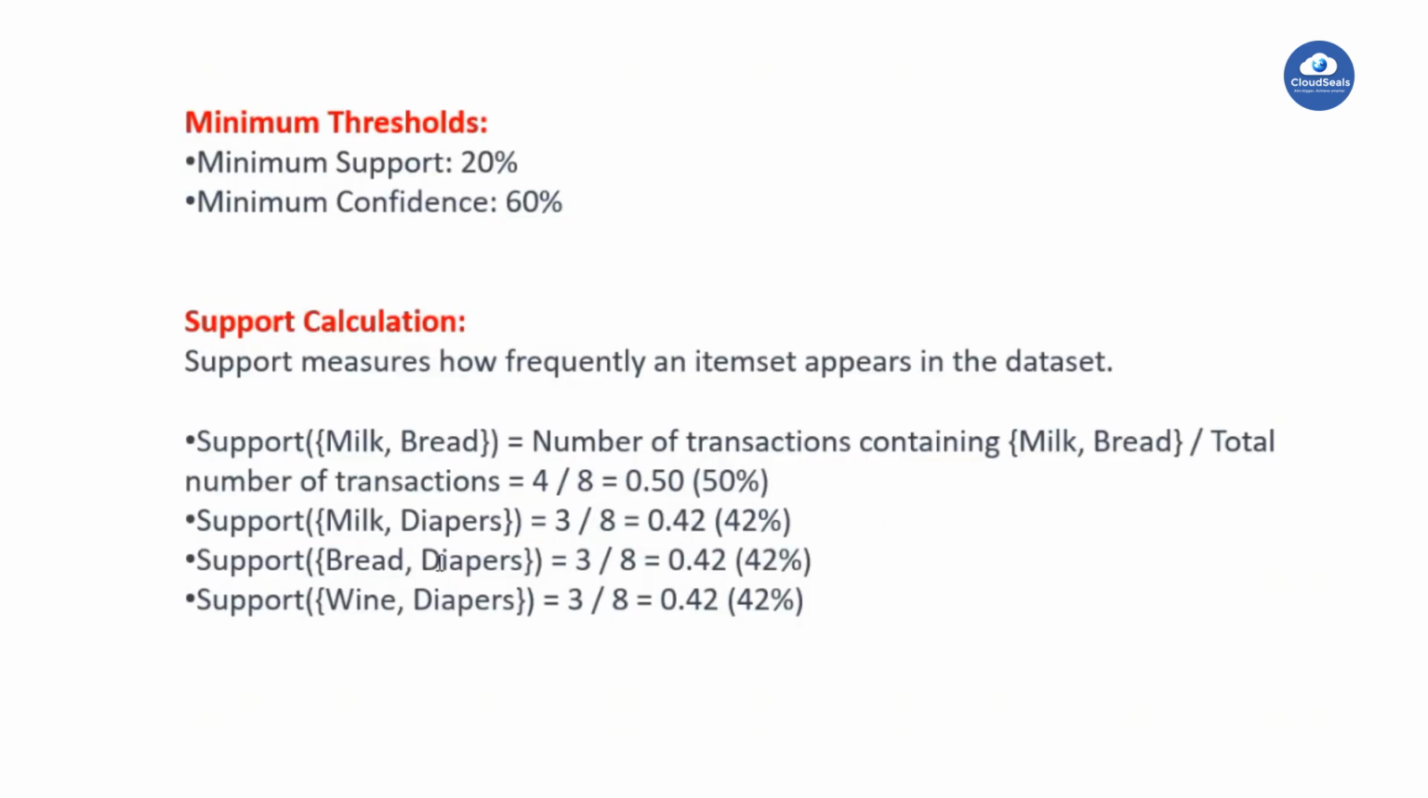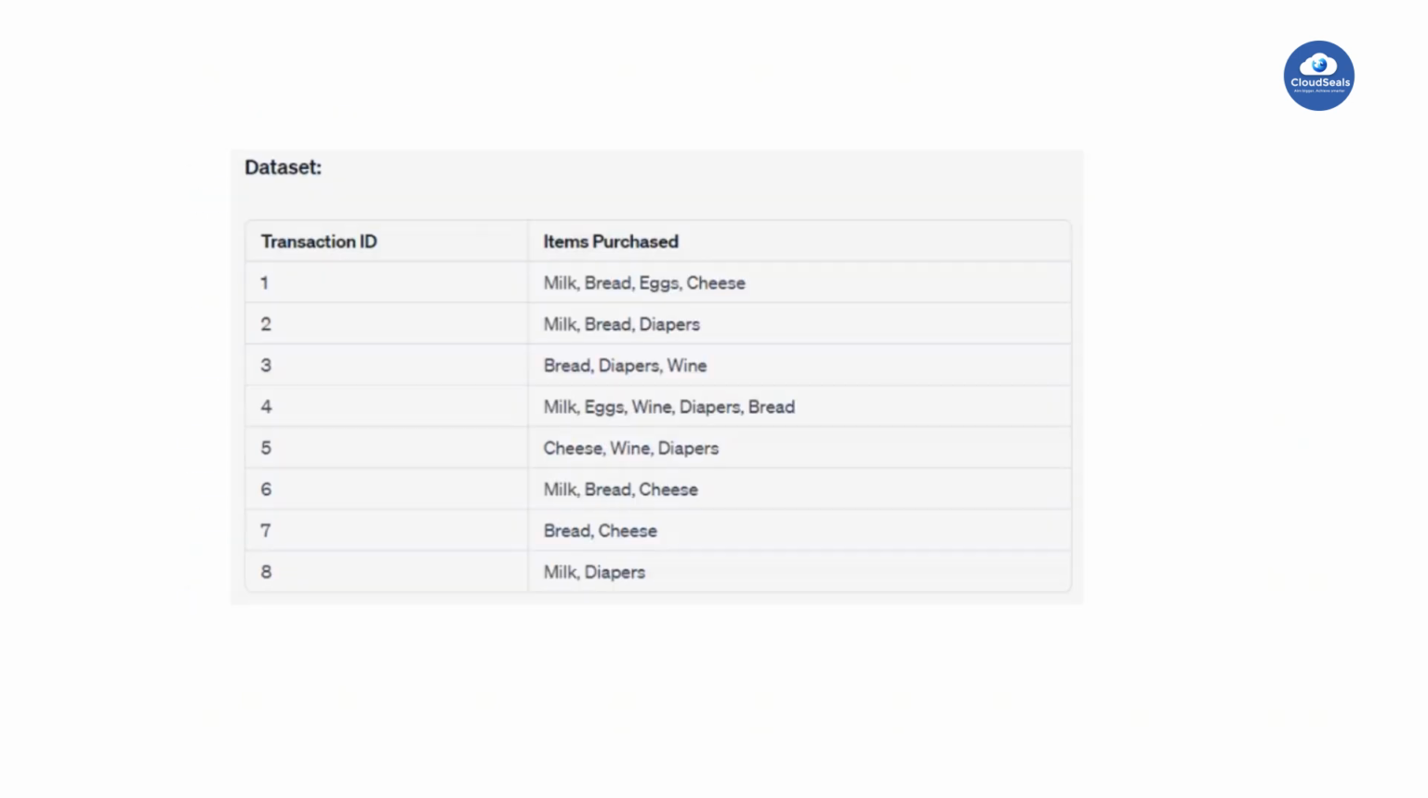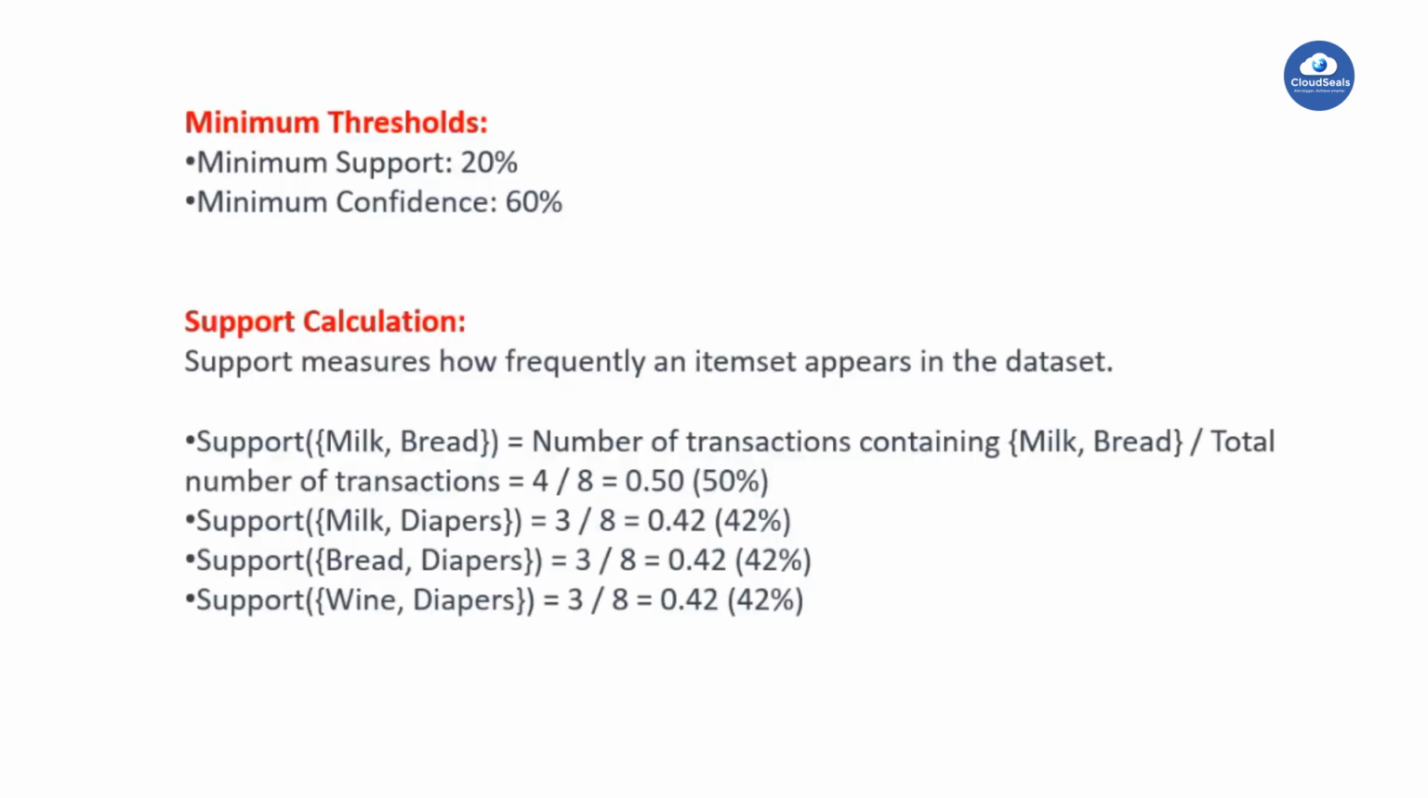So 3 by 8. Let's check the bread diapers and wine diapers, just the same. Bread diapers 1, 2, 3. So 3 transactions have the combination of bread and diapers. Wine and diapers 1, 2, 3. Again 3 transactions have the combination of wine and diapers. That's why I have calculated the support like this: 4 by 8, 3 by 8, 3 by 8, 3 by 8. This is the support. So we have calculated support.